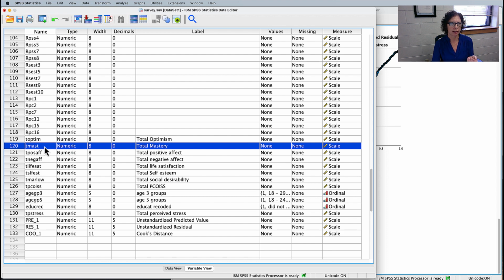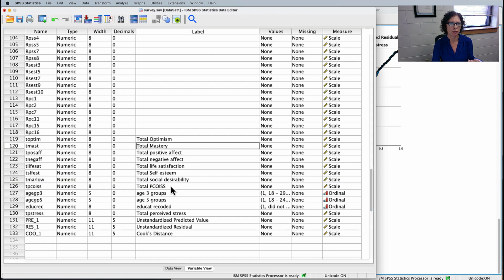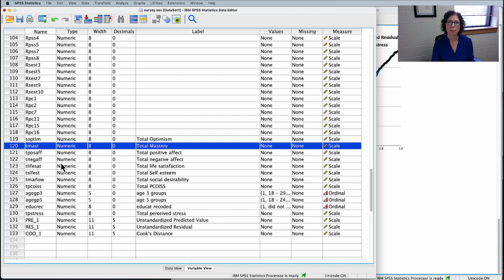Similarly, if there were items that went into mastery that also go into total perception of control of internal states, that would be a problem with singularity. That item, if it was in both of those, would also be counted more than once, and that's a violation of singularity. So it's not something we really test for, but it's something that you want to know about your data. If you know you're creating different composite variables and some items going into the composite variable that you're using are also being used in a different way in the model, then you know you have a singularity issue, a violation of singularity.